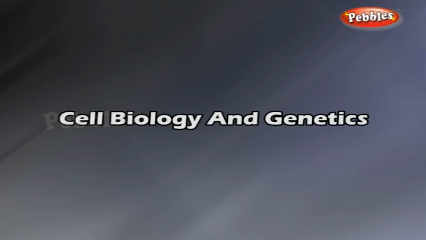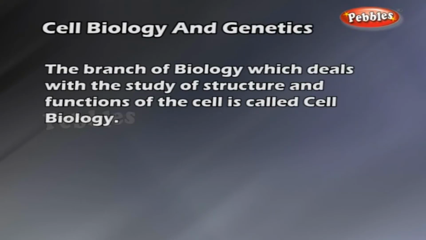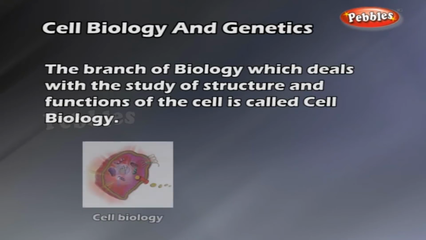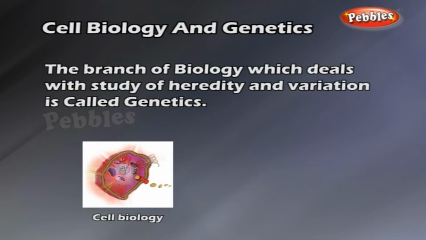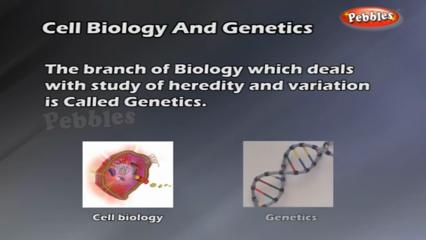Cell biology and genetics. The branch of biology which deals with the study of structure and functions of the cell is called cell biology. The branch of biology which deals with the study of heredity and variation is called genetics.